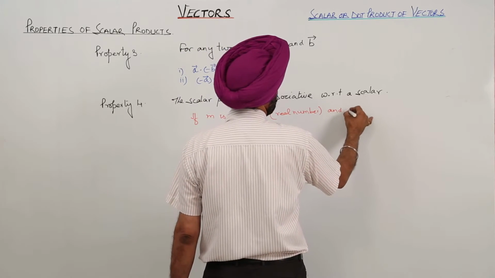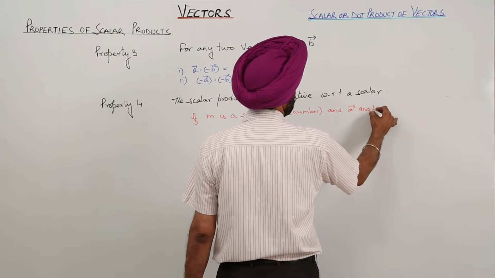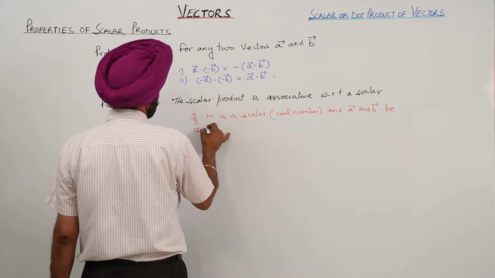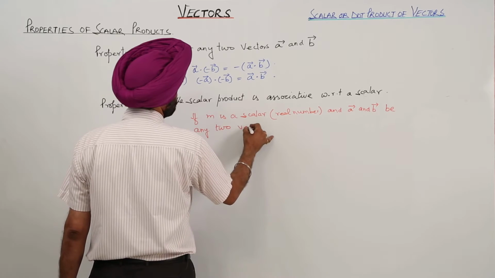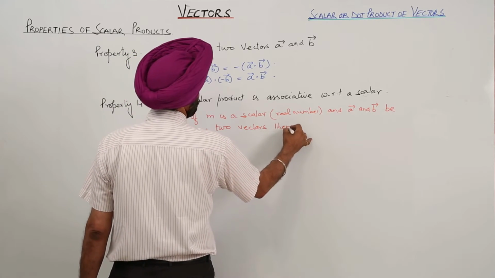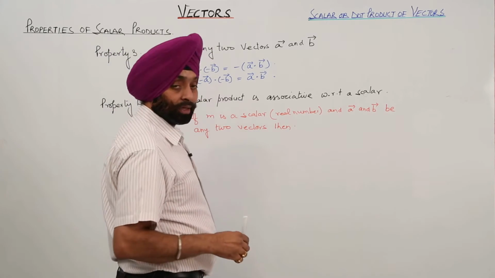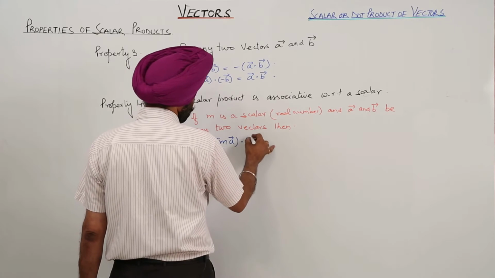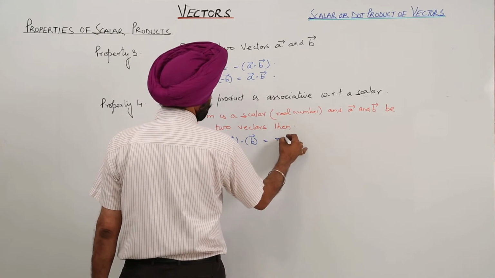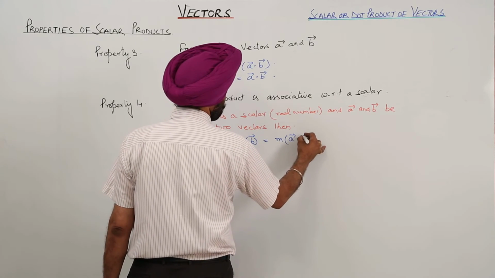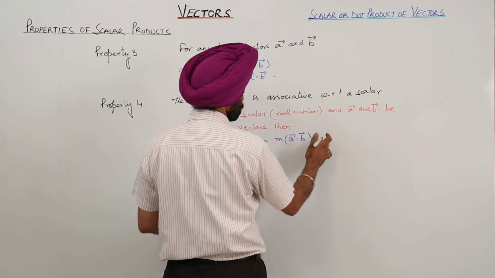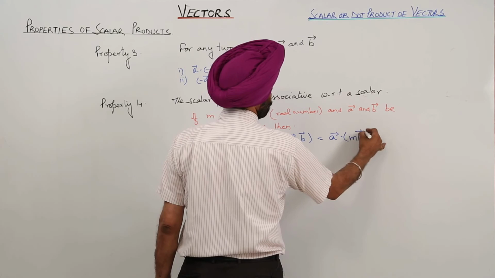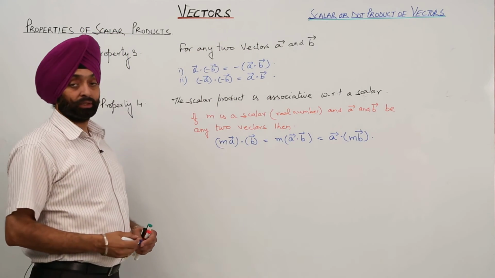And vector A and vector B, any two vectors, then what we can write, M vector A dot vector B, this will be written as M vector A dot vector B. Now to further this, what we can write, vector A dot M vector B. So these are property 3 and property 4.